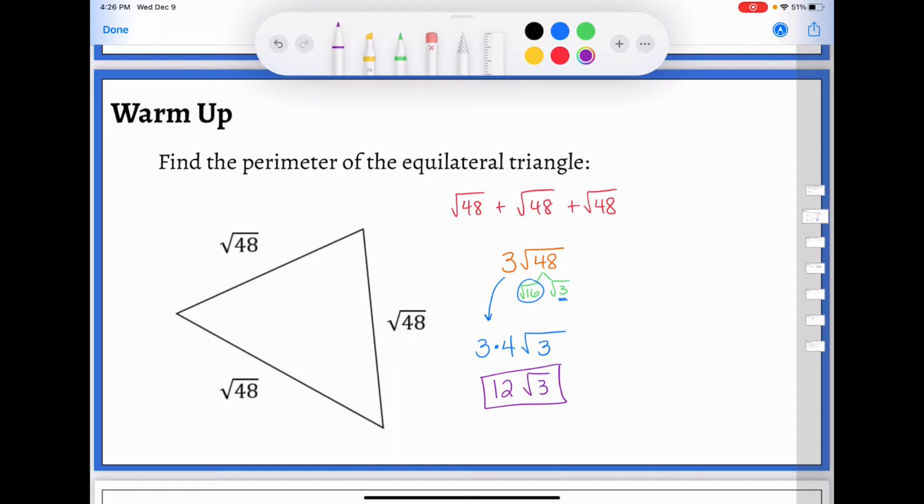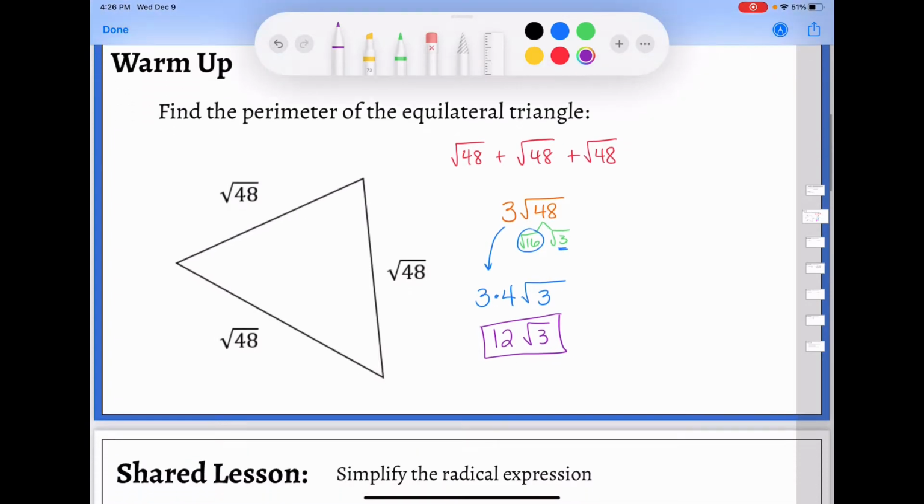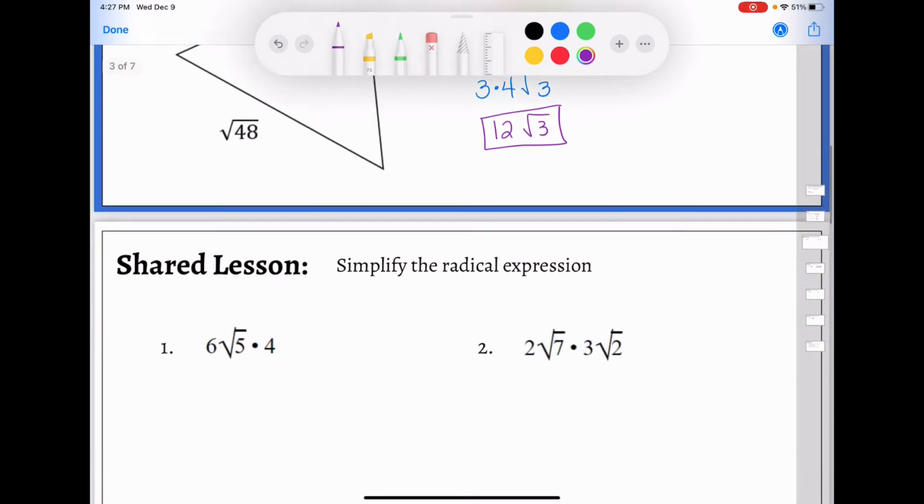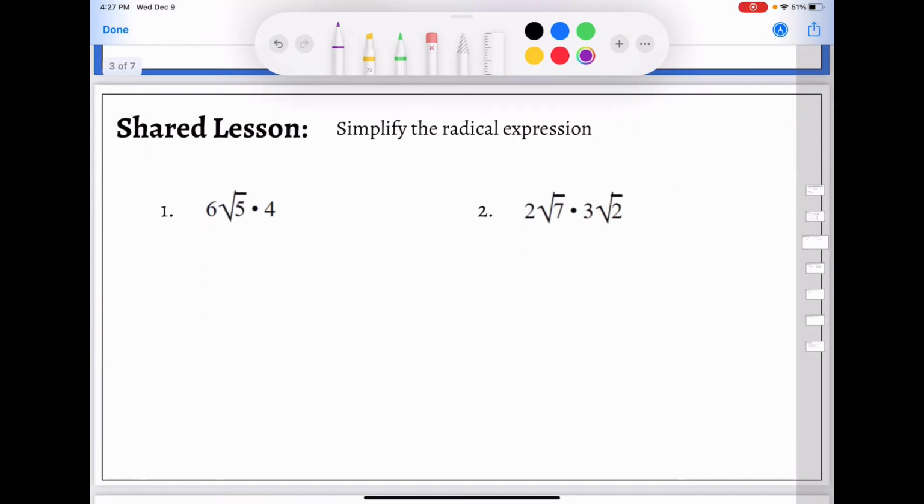Now, if you'll notice there, you did actually multiply radicals. 3 times radical 48 gives you 3 radical 48. Outside times outside, inside times inside, right? Kept it the same. And then when you were simplifying, you were also multiplying, right? When you pulled something to the outside, you multiplied it together and you left it on the outside. That's exactly how we multiply with radicals.